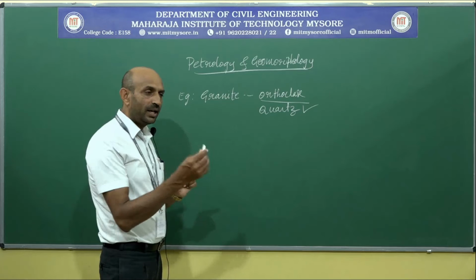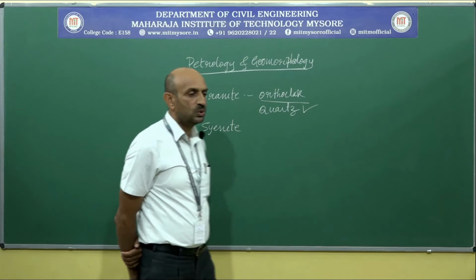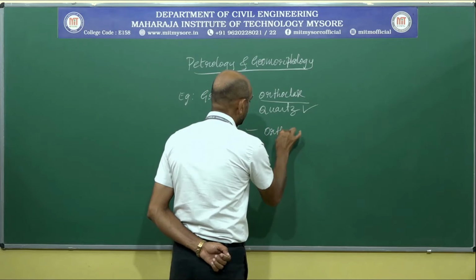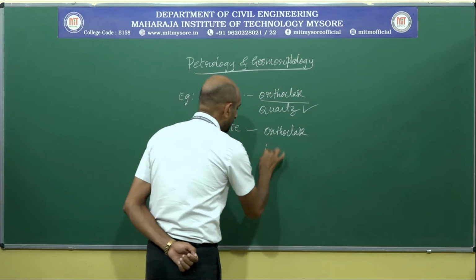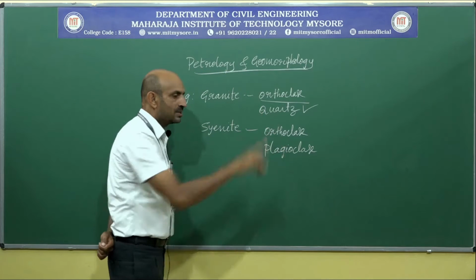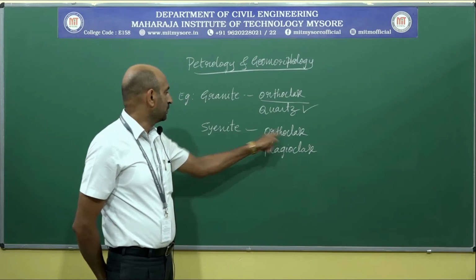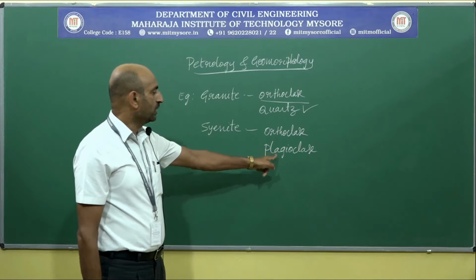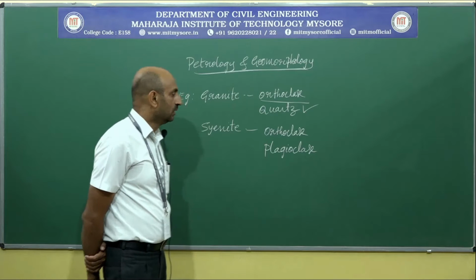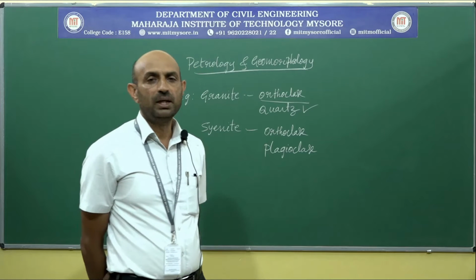For example, if we take another example, which is syenite. Syenite is also an igneous rock which is made up of again orthoclase feldspar and plagioclase feldspar. These two minerals are feldspar group of minerals. Without orthoclase feldspar, there is no syenite in the earth crust. Without plagioclase feldspar, there is no syenite in the earth crust. That's why, again, plagioclase feldspar is also called by the name rock forming mineral.